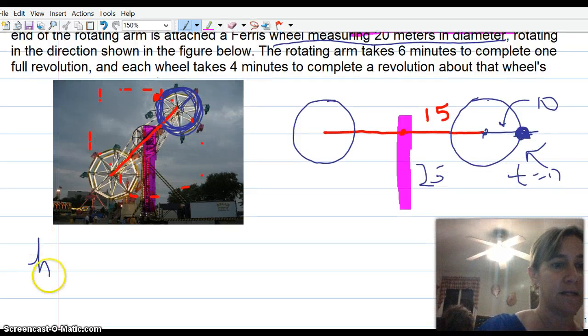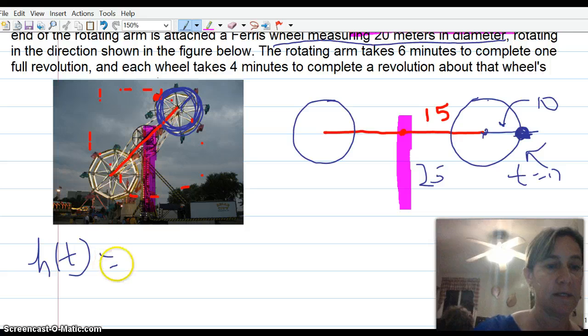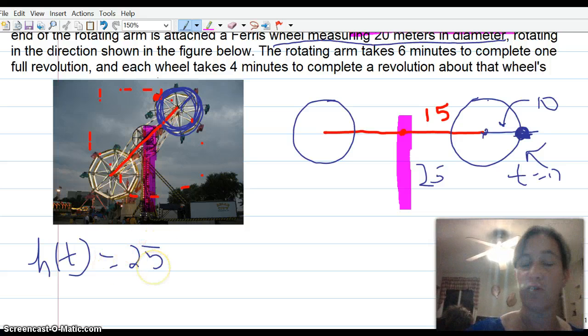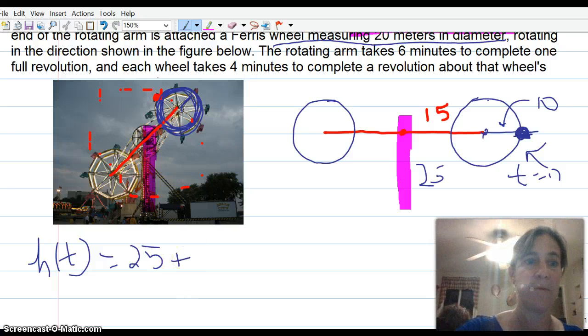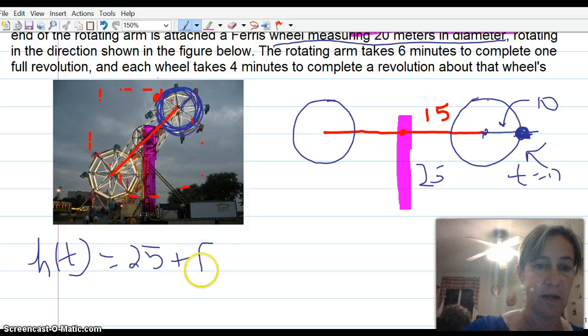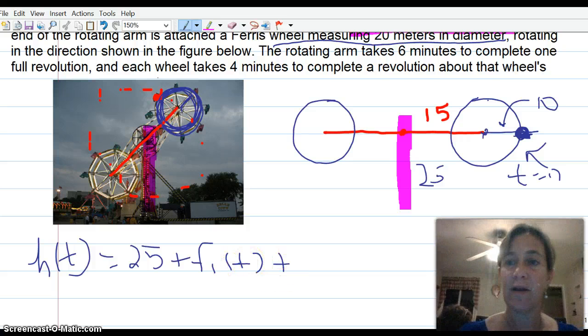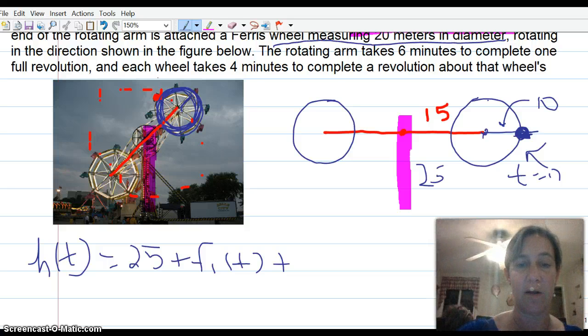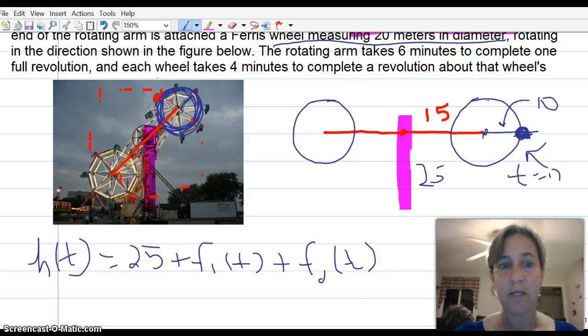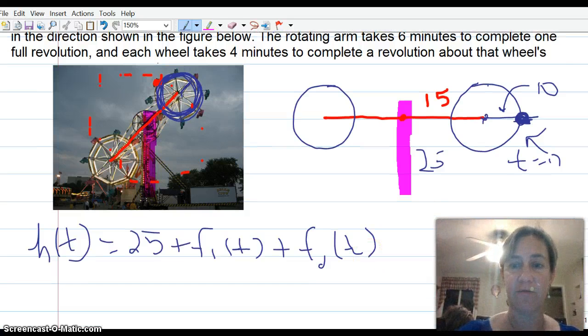So your height as a function of time is going to be the 25 meters that you're starting at. That's your h of 0, plus however high you are on that big red rotating arm, that big circle. Let's call that f1 of t, plus whatever effect on the height the blue Ferris wheel itself, spinning around, has. Let's call that f2 of t. So let's figure out what's going on with each of these functions.